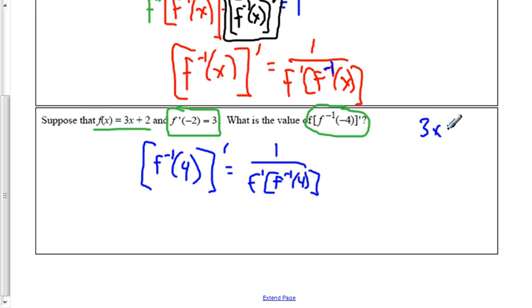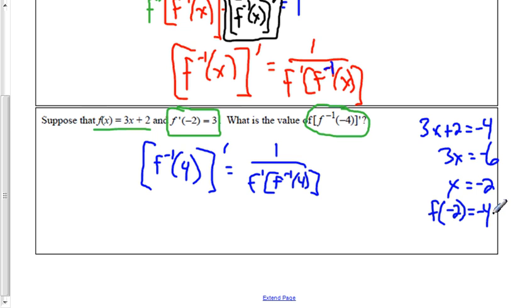So 3x plus 2 is our original function. When is this equal to 4? So I subtract 2 from each side. I get 3x equal to negative 6. So x equals negative 2. So in my original function, I know that when x is negative 2, the value of the function is negative 4. Okay, that's kind of helpful, but nowhere on here do I have that.